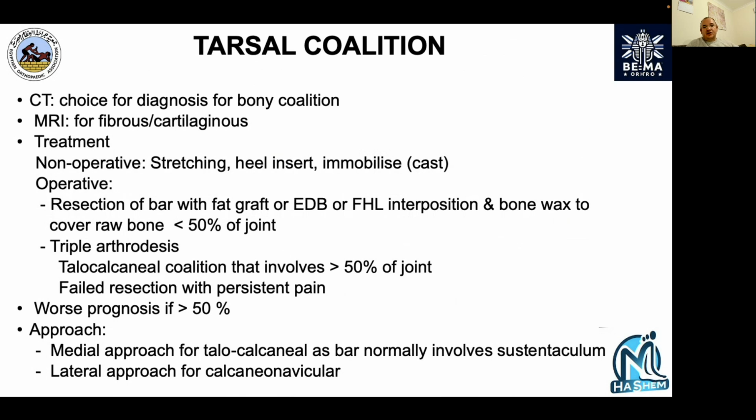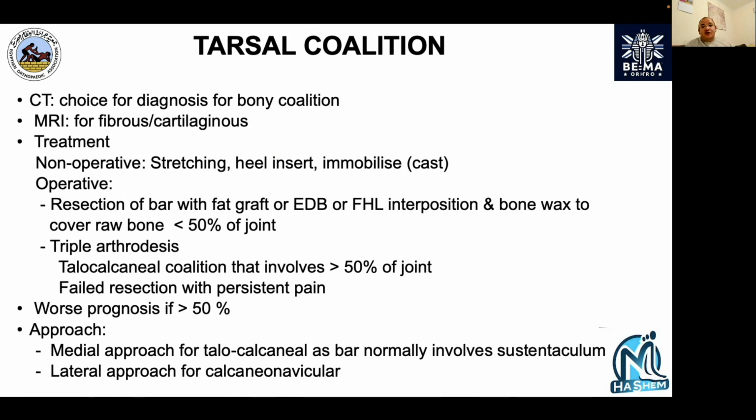Then, if you are not sure about the tarsal coalition as a bony one, you have no way to get a better idea about fibrous or cartilaginous coalition except if you do an MRI scan. Your treatment, again, you will exhaust non-operative treatment: stretching by physio, heel inserts, immobilization, and if there is no other option, you have to operate. At this point, I know it's a bit beyond you, but you need to understand that you operate based on the symptoms of the patient.